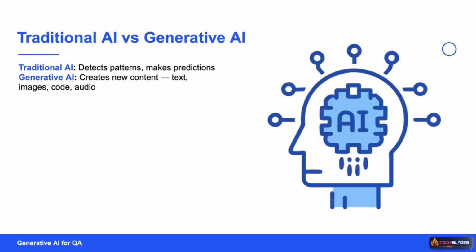Let's start with a quick comparison. Traditional AI, that's the kind of AI we've known for years. It classifies emails as spam or not spam, predicts sales, or recognizes faces in photos. In short, it analyzes existing data and makes predictions. Generative AI, on the other hand, is a bit like a digital creator. It doesn't just look at data, it actually creates new data. It can generate a paragraph, an image, a line of code, or even a song that has never existed before. That's why the word generative. It literally means to generate something new.